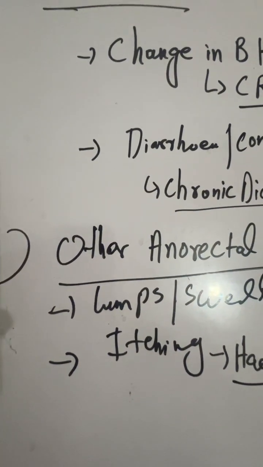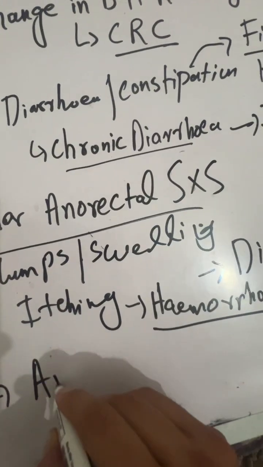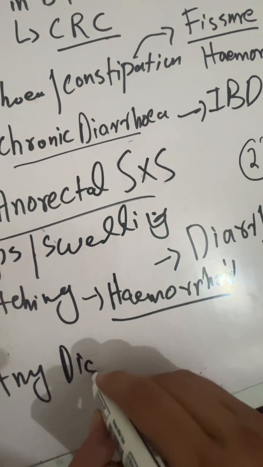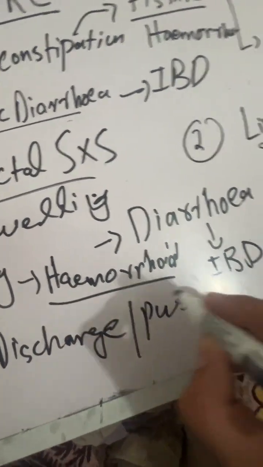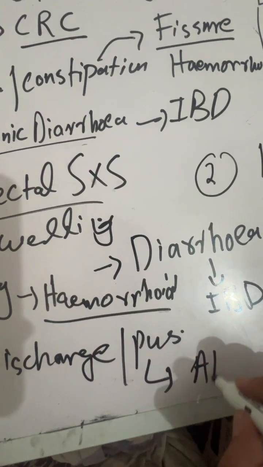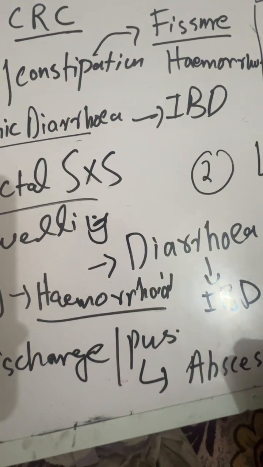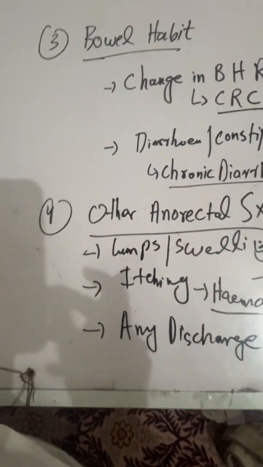And if there is any discharge or pus, we will also ask about, is there any discharge from the back passage, any discharge or pus, then it will suggest the abscess or fistula. Okay, so this is about the other anorectal symptoms.